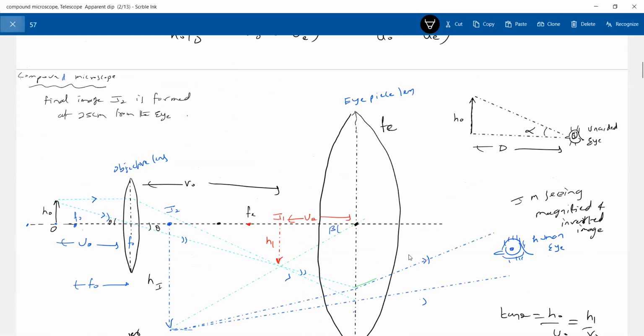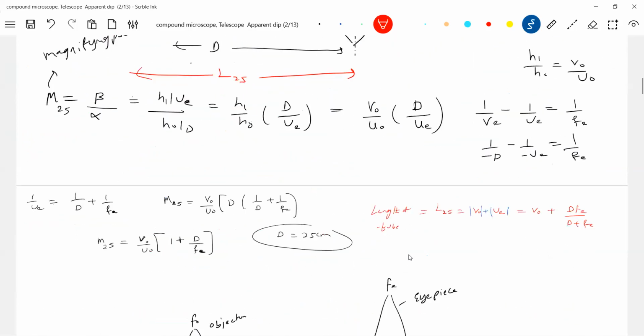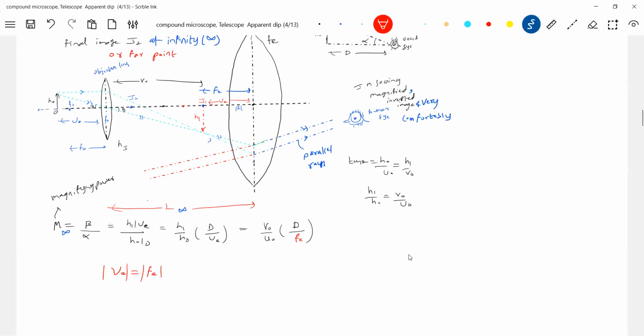Or, what is the nearest point at which we can see the object clearly? 25 centimeter. This is called the near point. So what is this condition now? Final image I2 at infinity, or far point. What is the farthest point? Infinity. Then what is the magnifying power in this case? V naught by U naught, D by FE. So what is the length of the tube? Length of the tube should be V naught plus mod of UV. What is UV? It should be equal to FE. This is the length of the tube.